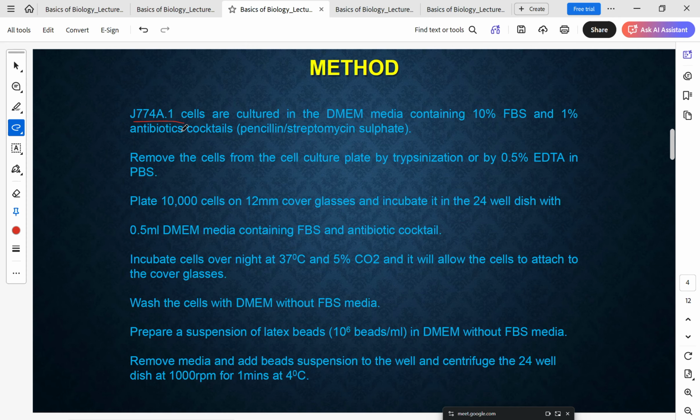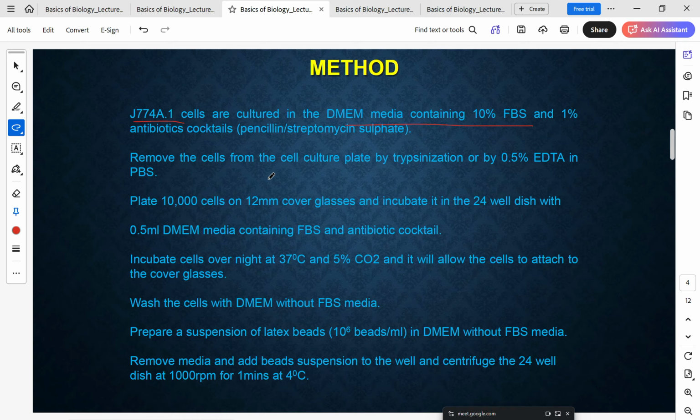J774A.1 is a macrophage cell line. This can be grown in DMEM media containing 10% FBS and 1% antibiotics. We usually add antibiotics into our cell culture dishes to prevent the growth of any contaminants such as bacteria. There are certain formulations where there are antimycotics or antifungals with the antibiotics as well. So antibiotics will take care of the bacterial contamination, whereas antifungals will take care of fungal contamination in the cell culture. But that's just extra information in case you are interested in pursuing a more practical approach for all of this.